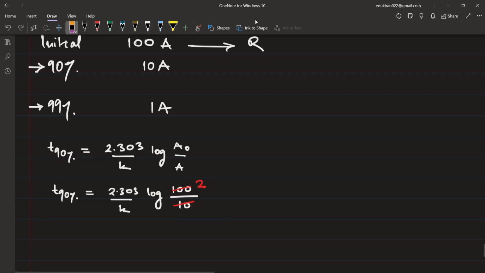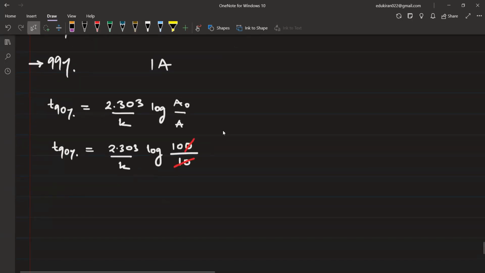Sorry, sorry, what did we do? My bad. This will get cancelled by 10, right? And you will get it here like this. Now log 10 is equal to 1. So t of 90% will be equal to 2.303 divided by k.